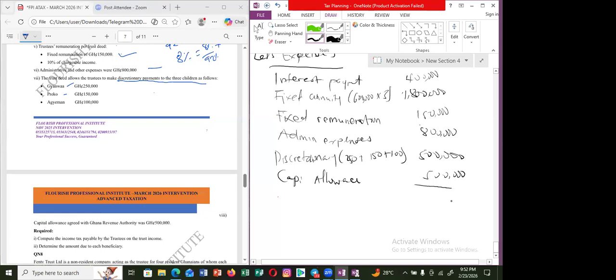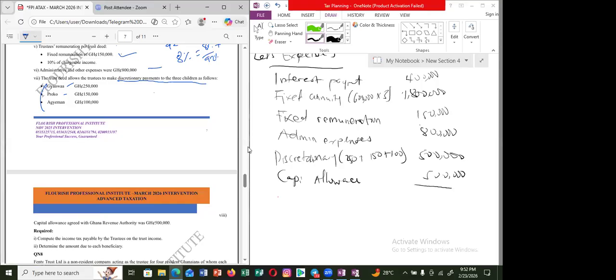The fixed annuity, is it 600,000 times 3? Yes, please. But what is the 3? Based on the number of beneficiaries. Oh, okay, sir. All right. So please give me the value again. 4,150,000 Ghana cedis.